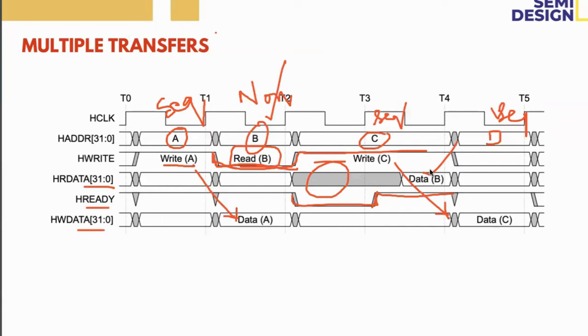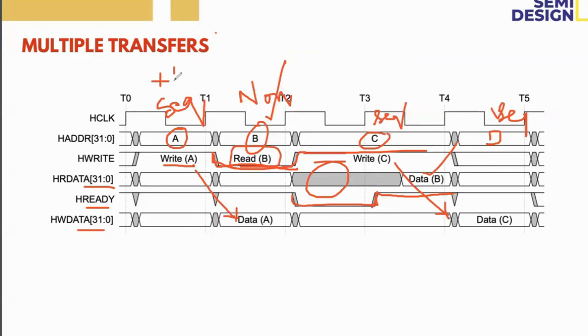Ma'am, for burst, first non-sequence will be 1, then only sequence will come. So, I don't understand why sequence first and then non-sequence. It's okay, no problem. Non-sequence also, no problem. Just tell how it will take. So, address will be incremented with plus 4, plus 4. Every time.